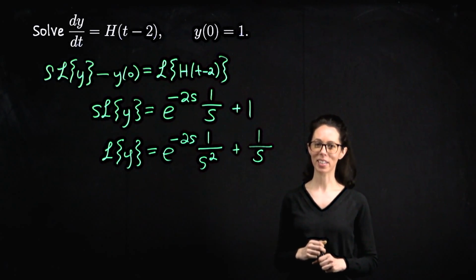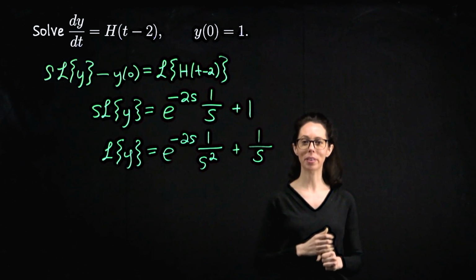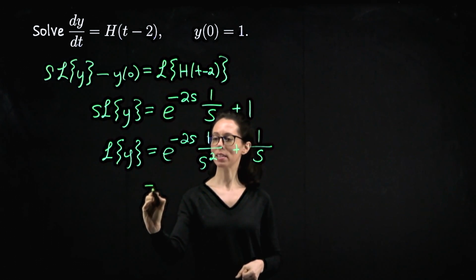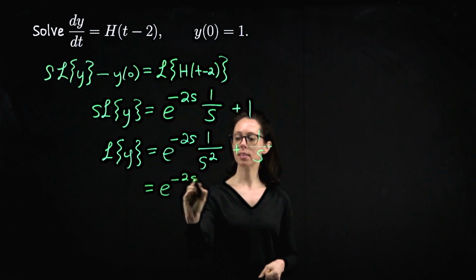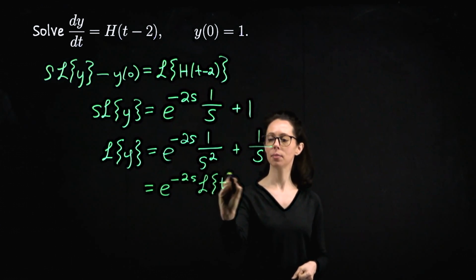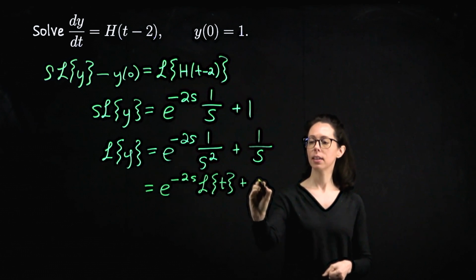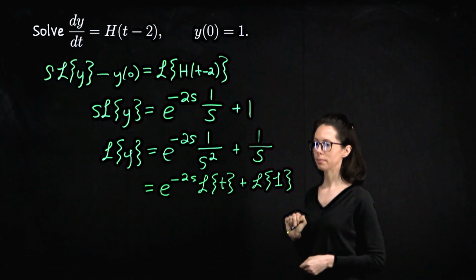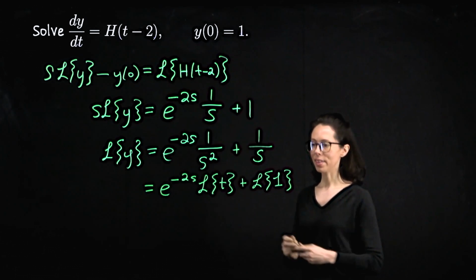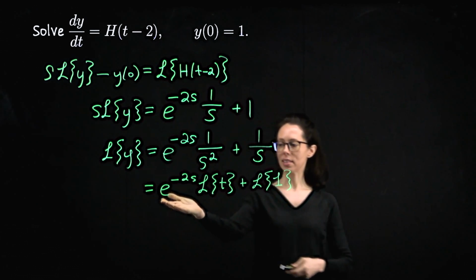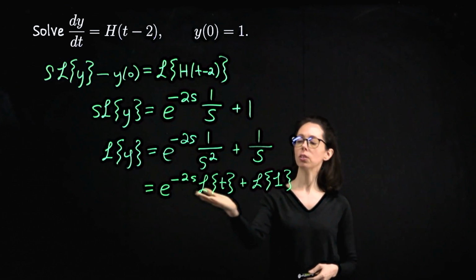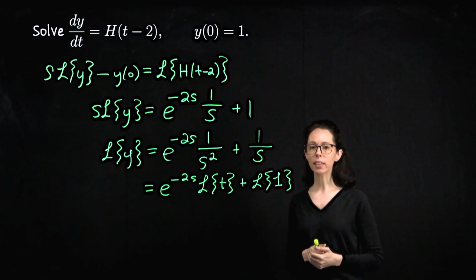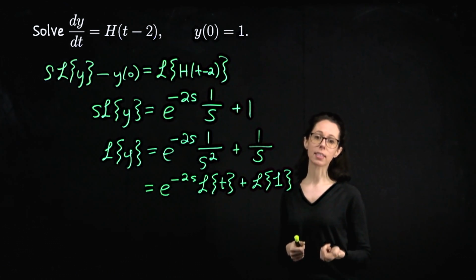All right, you might have also needed to check a Laplace transform chart to remember what the inverse of 1 over s squared is. It's just t. So let me write e to the negative 2s times the Laplace transform of t, plus 1 over s, which is the Laplace transform of the constant function 1. This product here, e to the negative 2s times a known Laplace transform, is exactly the result of taking the Laplace transform of a delayed signal.